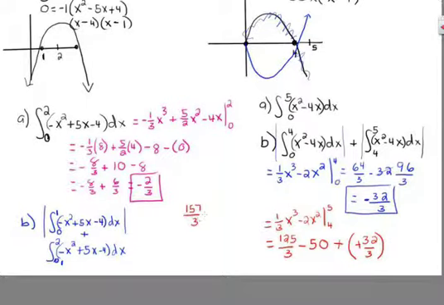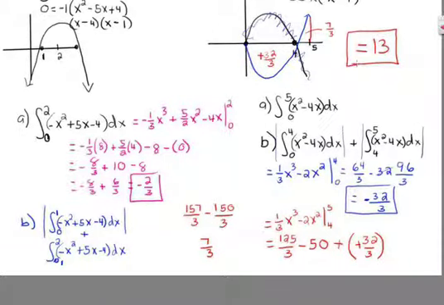157 thirds minus 50, and 50 is going to be 150 thirds. So I end up getting an answer of 7 thirds. So this chunk right here is 7 thirds. This chunk is negative 32 thirds. So I'm going to make it positive and add them together, giving myself 39 thirds, which is 13. Okay, I'm going to stop the video right here.